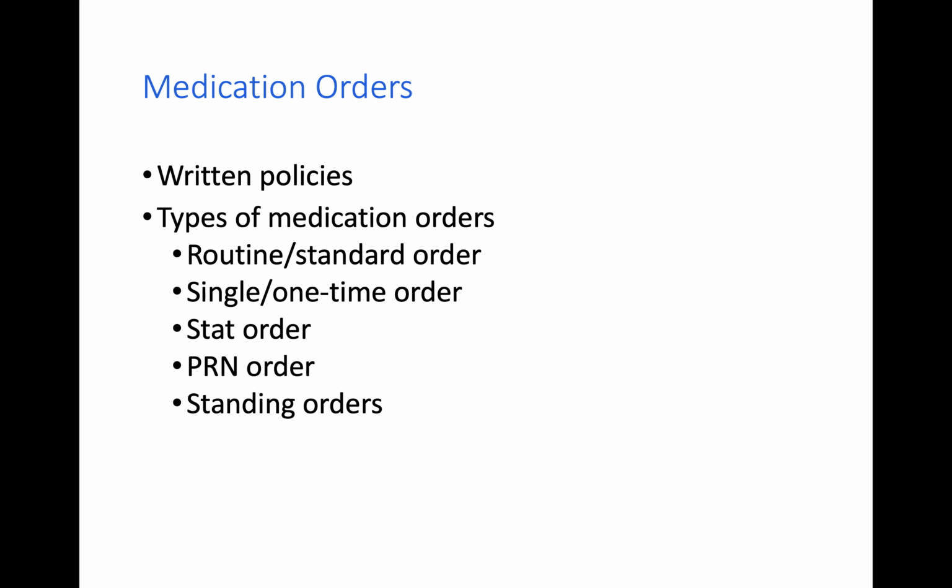So if that stat order is ordered at noon and you don't have it by 5 to 1, I would definitely be walking to the pharmacy or calling them and saying, I need it right now. If they don't have anybody to bring it, you might have to go get it.